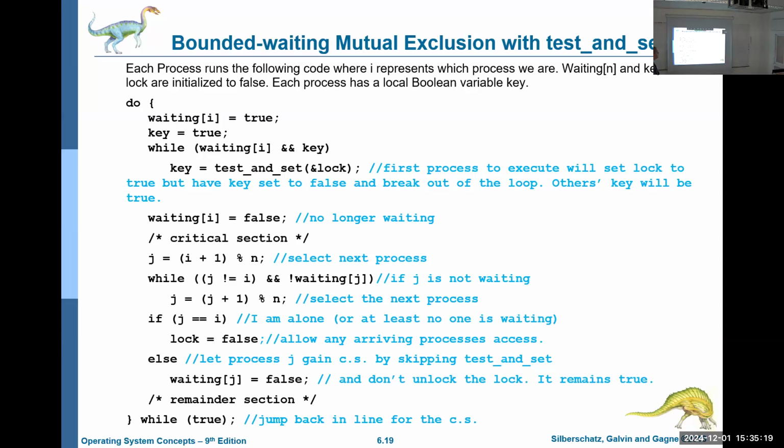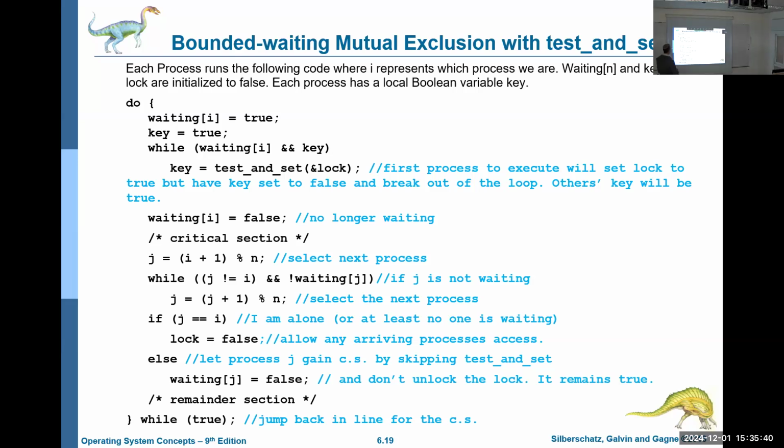The key is local. That's a key point. The key is local. And the waiting[i] is also local. I mean, it's not local, it's shared, but I'm checking myself. Waiting[i] means me. But the key, it's very important, a key point is that the key is local, it is not shared.